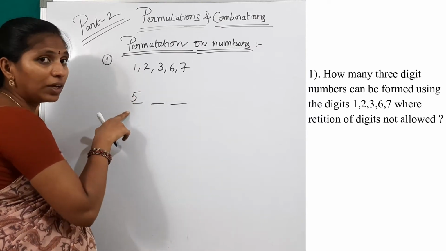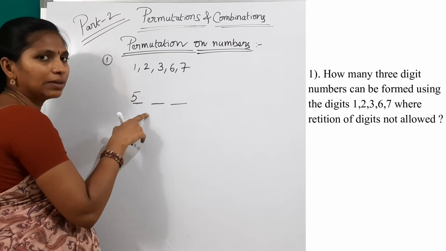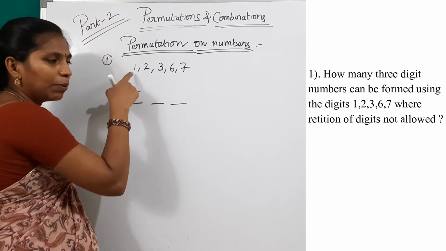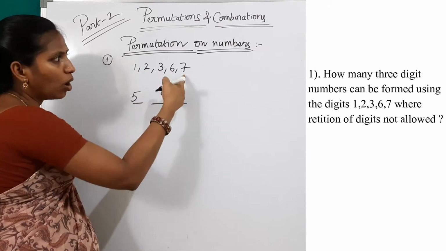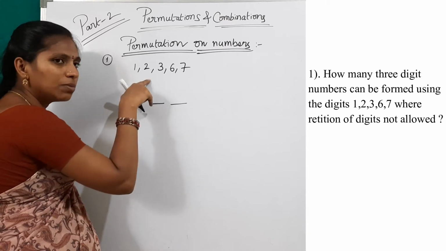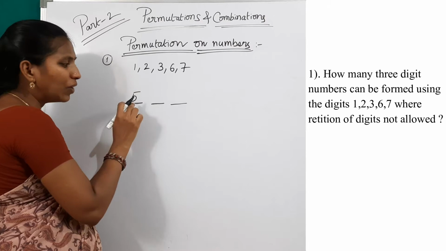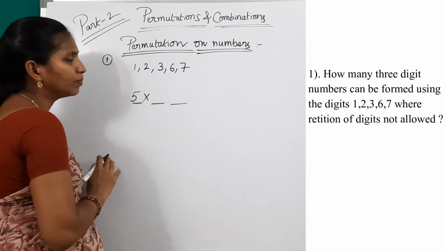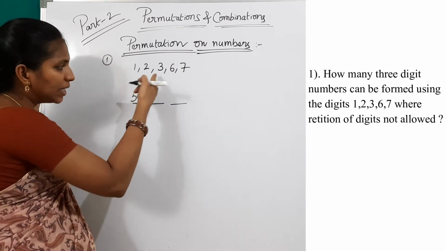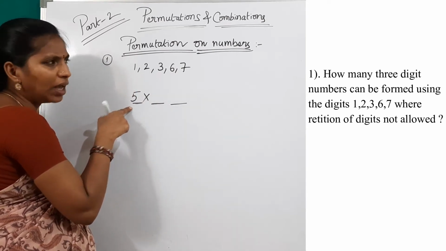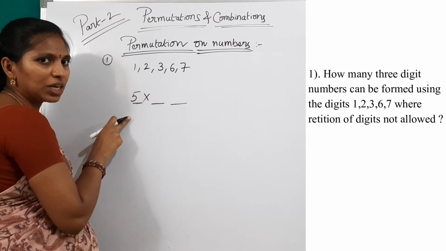5 possible ways are there to fill this blank. Because I can place 1 or 2 or 3 or 6 or 7. Like that, how many possible ways? 5 possible ways. There are 5 chances to fill this blank. From these 5 digits, 1 digit is placed in this place. Any one, we don't know. 1 digit is placed in this position.